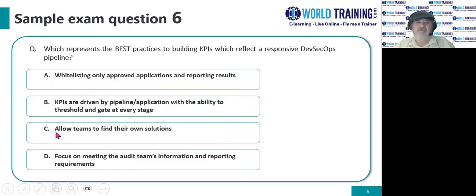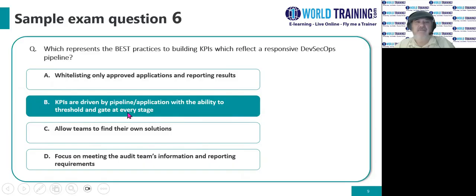So B is possible. Allowing teams to find their own solutions. It's not necessarily a bad idea, but B is a stronger answer. D, focus on meeting the audit team's information and reporting requirements. Yeah, but that's again not as strong as B. So B is the best answer here.